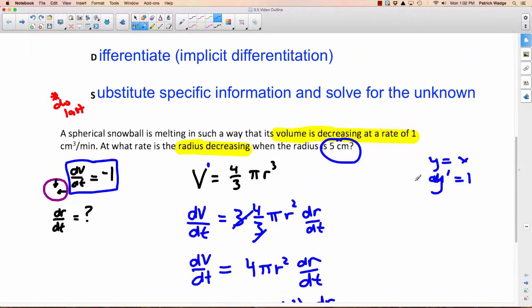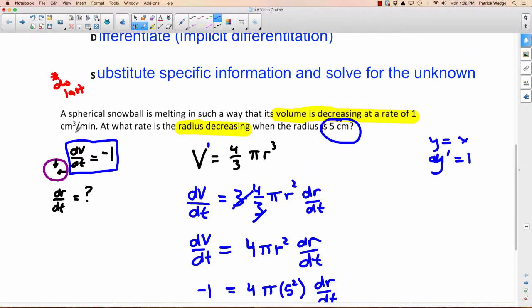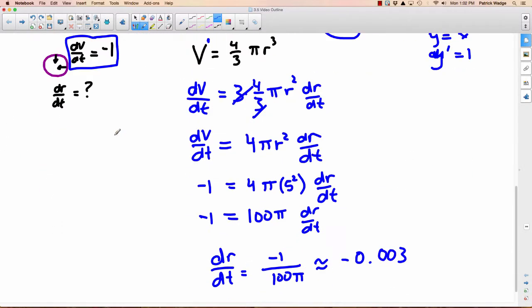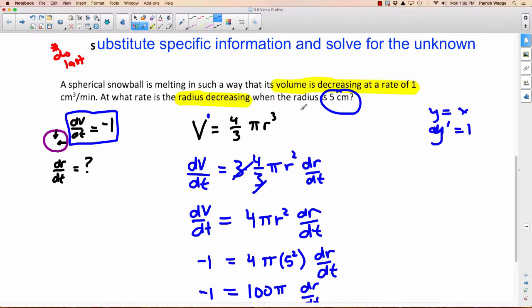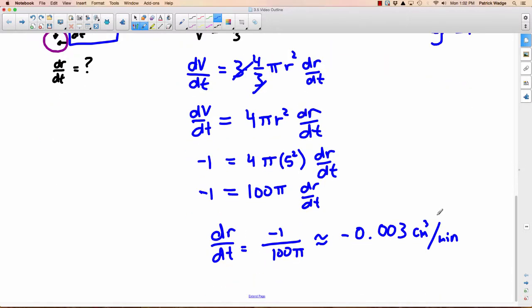Now, what are our units? Well, it says right here, the rate is centimeters cubed per minute, which makes sense, right? Centimeters cubed is the change in the volume, and minute is the time. The bottom one should always be time, since we're always going to be taking our derivative in terms of time. So this is our answer.